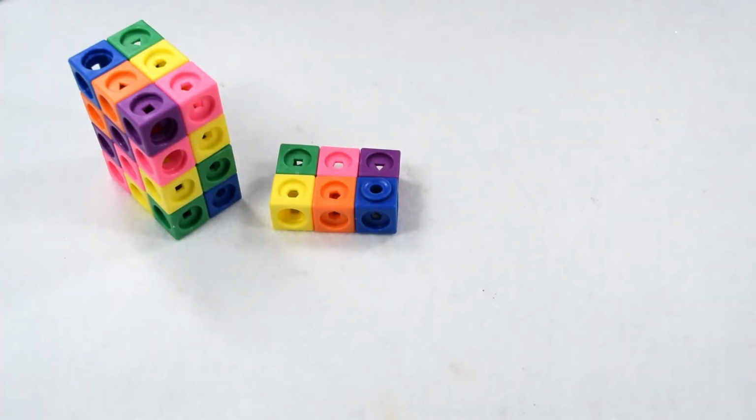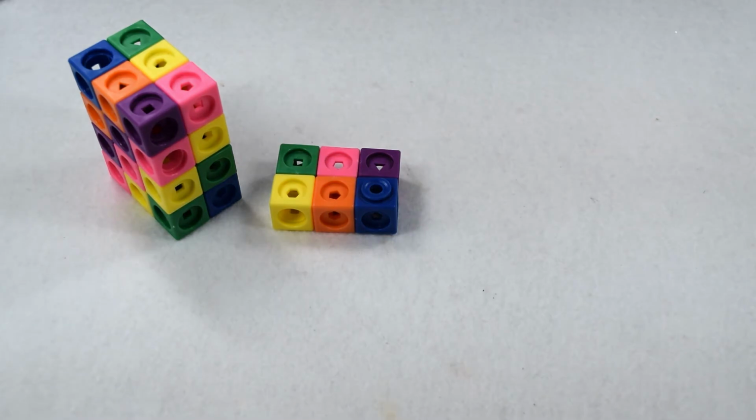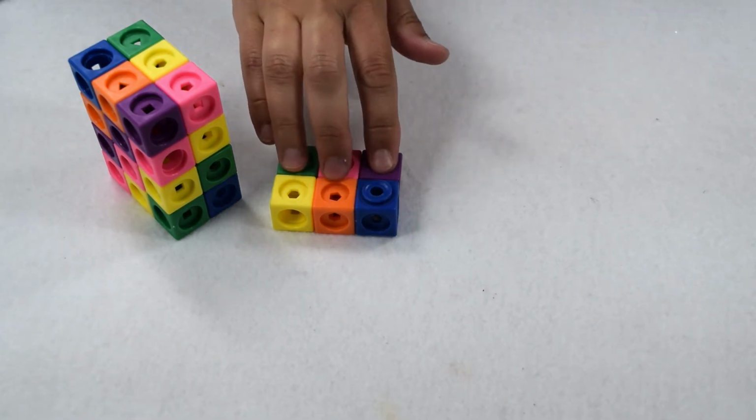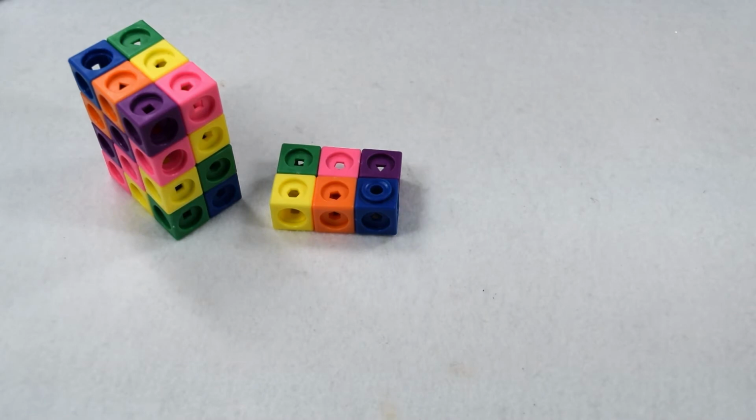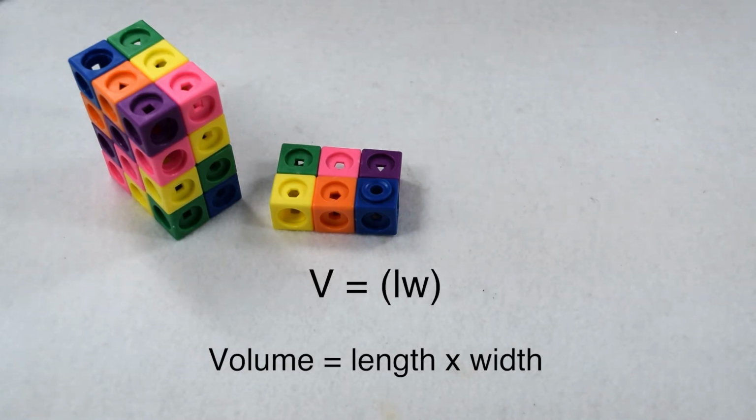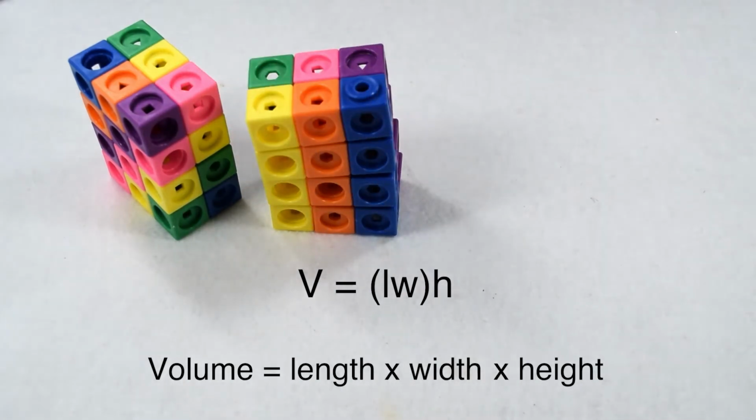Let's look at what we did mathematically to put together a formula. First, we found out how many cubes are needed per layer. To do this, we multiplied length times width. Then we multiplied it by our number of layers, or our height. So to find the volume of a rectangular prism, we can do length times width times height.